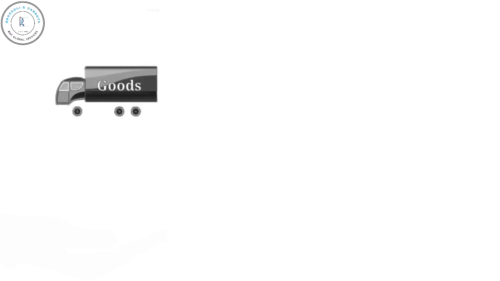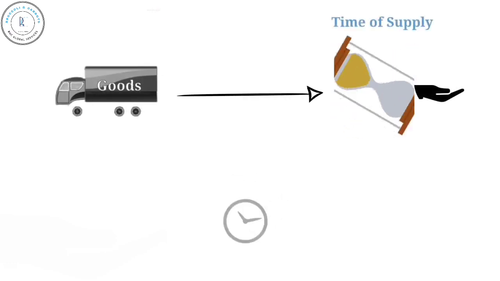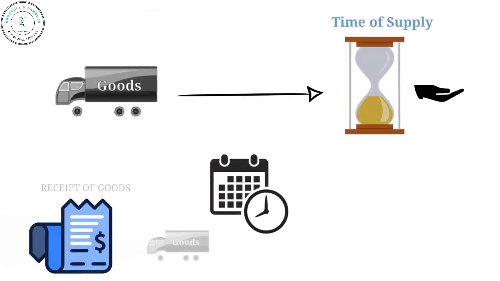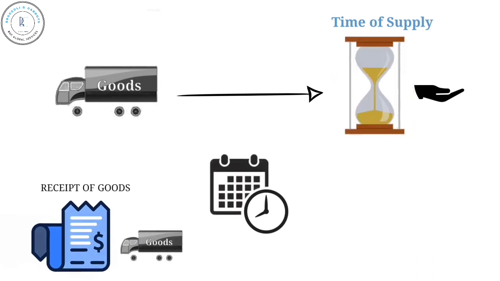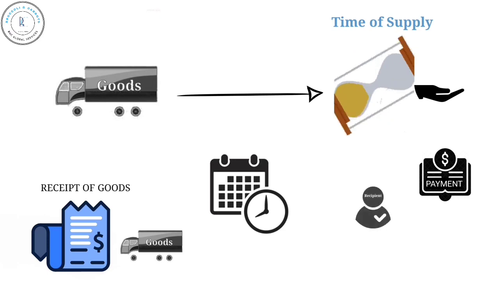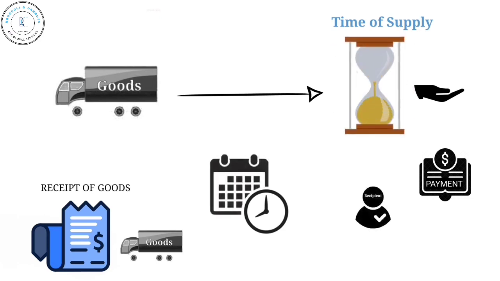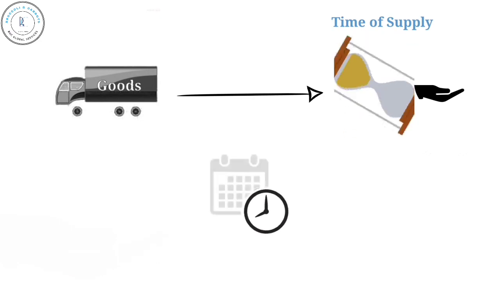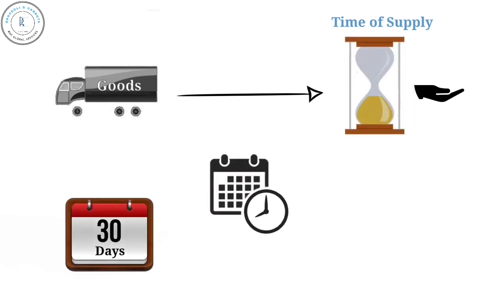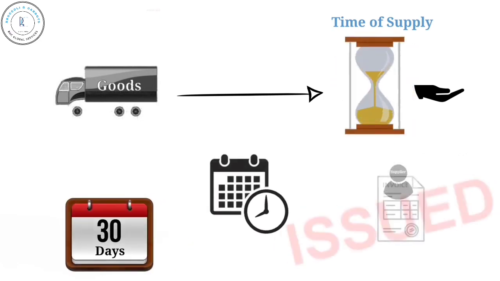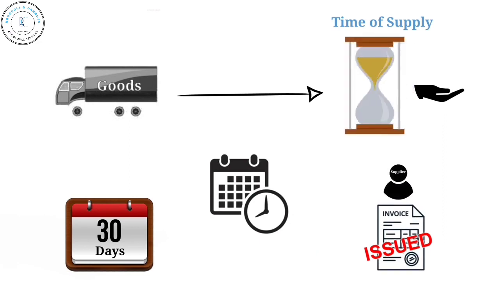In case of goods, time of supply is the earliest of the date of receipt of goods, the date on which the payment is entered in the books of accounts of the recipient, or the date on which the payment is debited in his bank account, whichever is earlier, or the date immediately following 30 days from the date of issue of invoice by supplier.